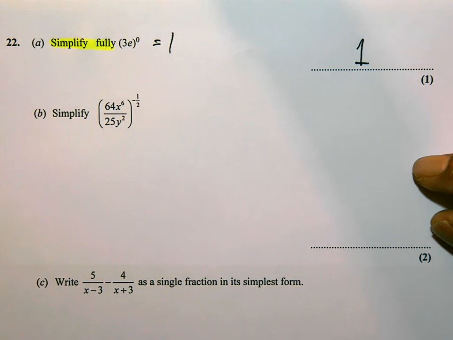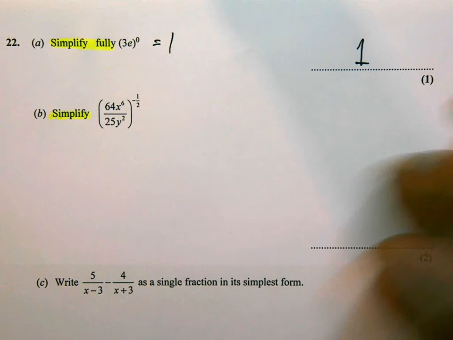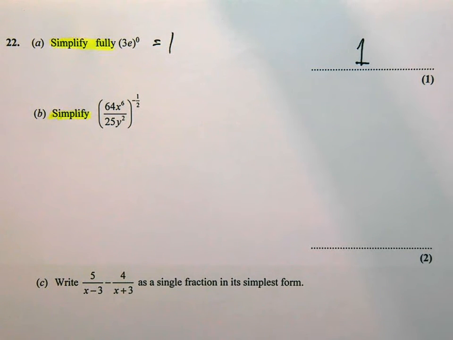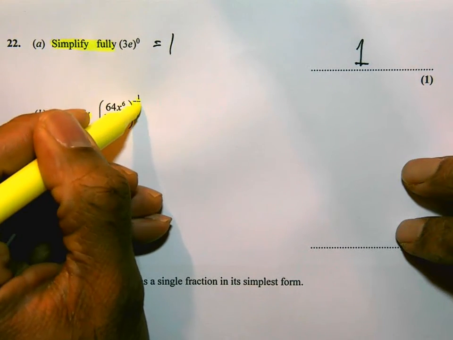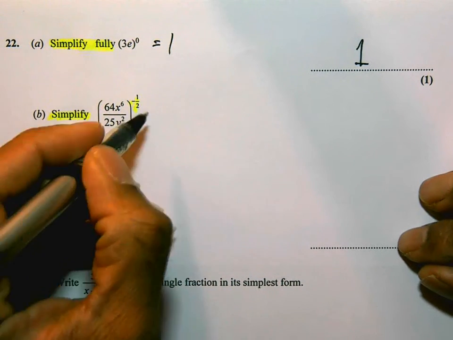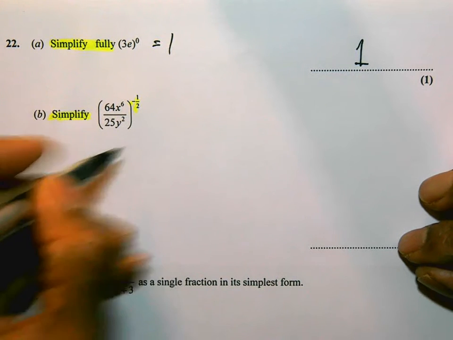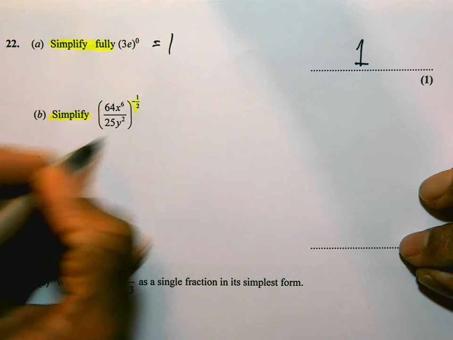Part B says to simplify this expression. Okay, simplify. And there are a couple of things in here which you do need to draw your attention to. The fact that the power is minus a half. So there are two things happening there. You have a fractional power and you have a negative power. A negative power means to flip it.